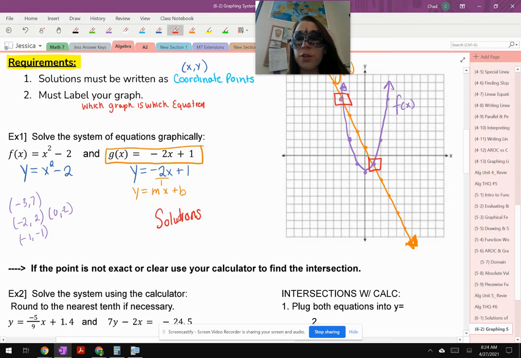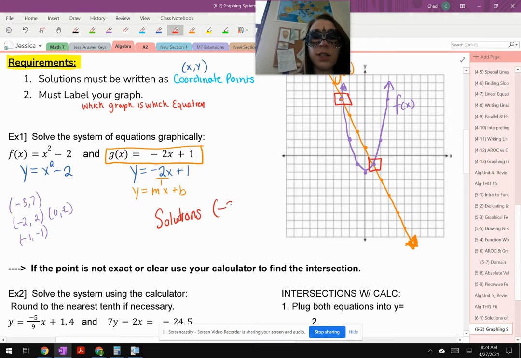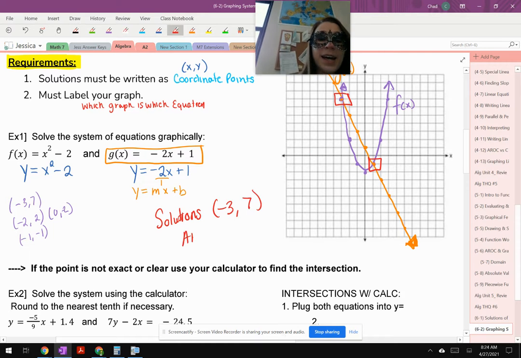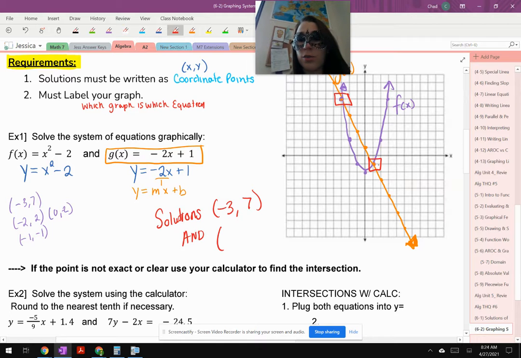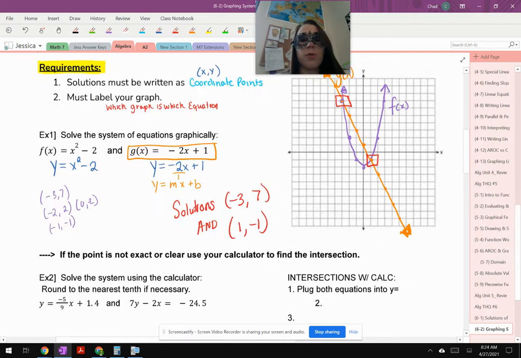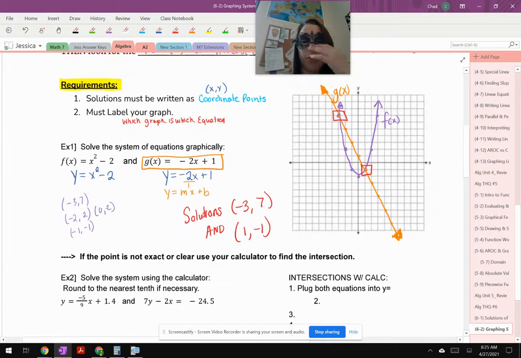So the first intersection point is negative 3, comma 7. And there's a second solution of 1, comma negative 1. So notice we wrote both solutions and we had to write them as those coordinate points.